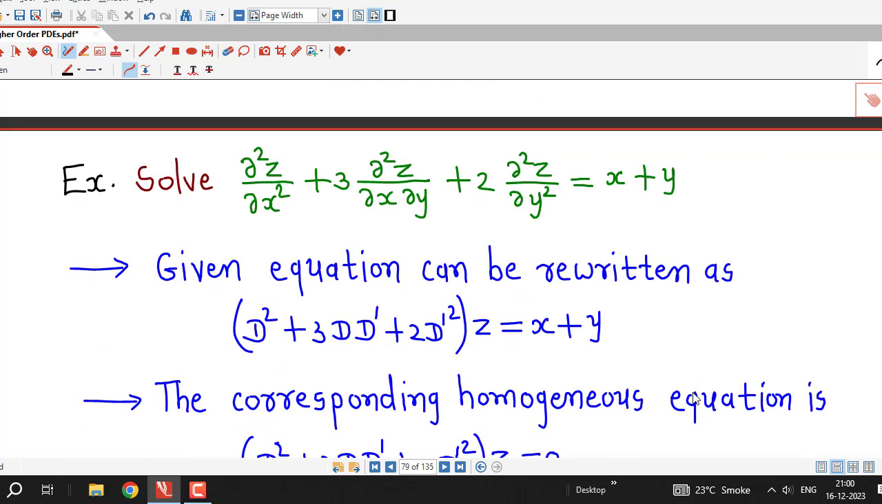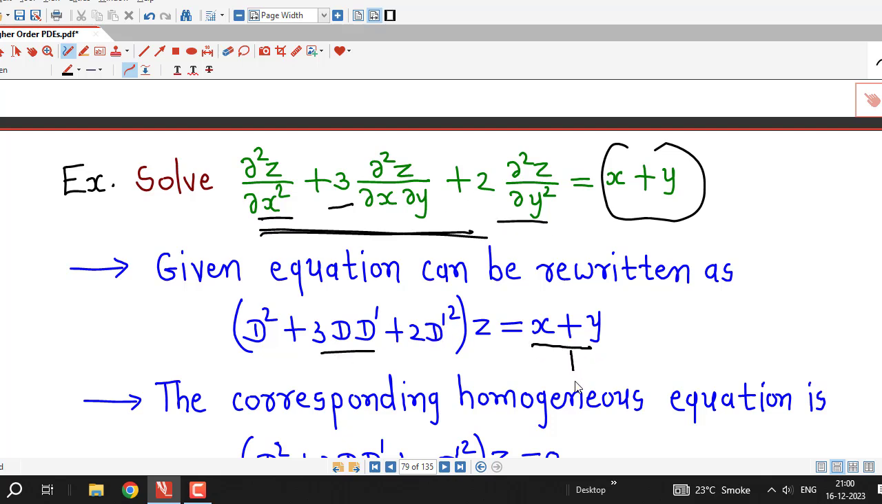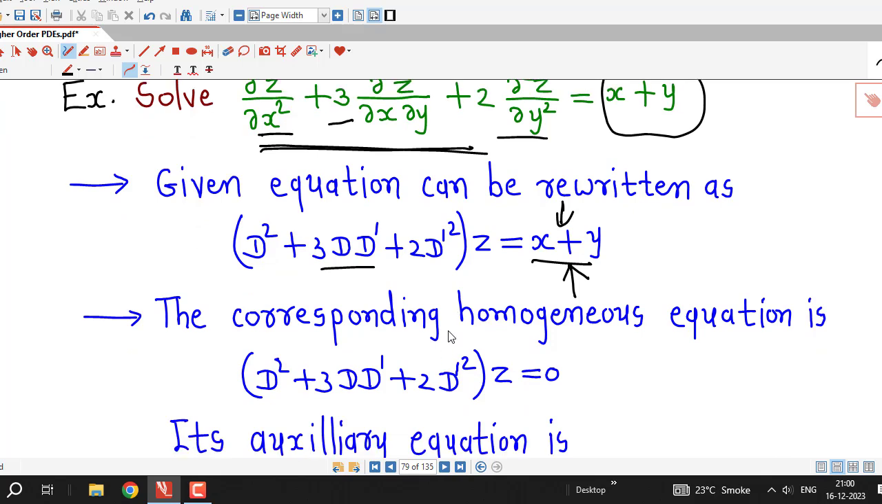I have taken another example also. This is another non-homogeneous equation in which the right hand side is a polynomial in x and y. First I have written in the notations of d and d dash, this is d square plus 3 d dash plus 2 d dash square z equal to x plus y. The corresponding homogeneous equation is written with 0 instead of this, and you will have this.